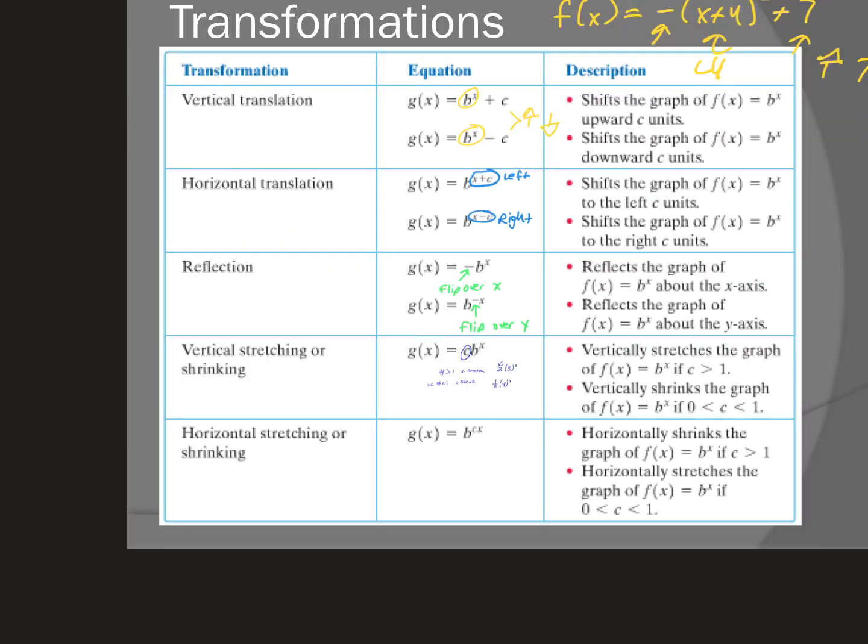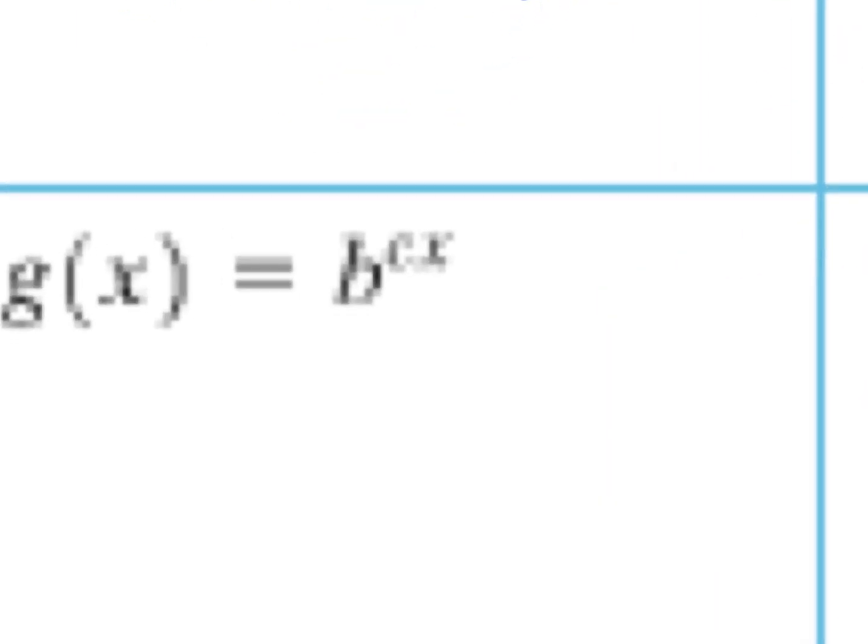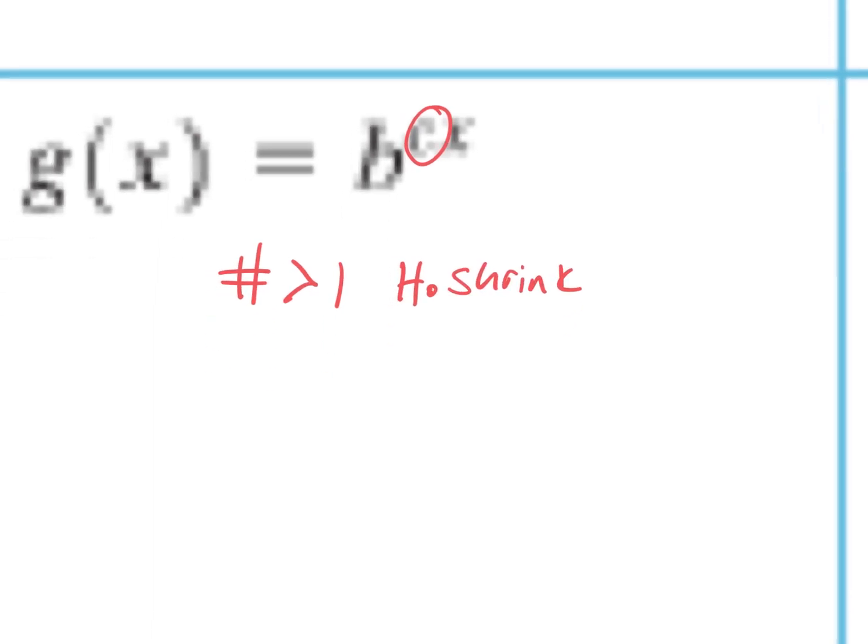All right, and then the last one we're going to talk about is our horizontal stretches and compressions. Remember, anything with the x, with the exponent, affects our horizontal. So if I have a number that's greater than 1, you would think it's going to do what? Stretch it, but it's the opposite of what you think, so it's a horizontal shrink. If you have a number that's between 0 and 1, it's going to be a horizontal stretch.